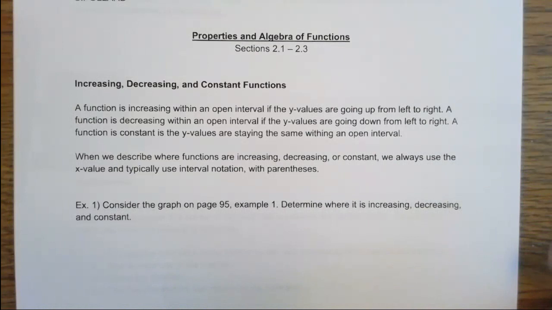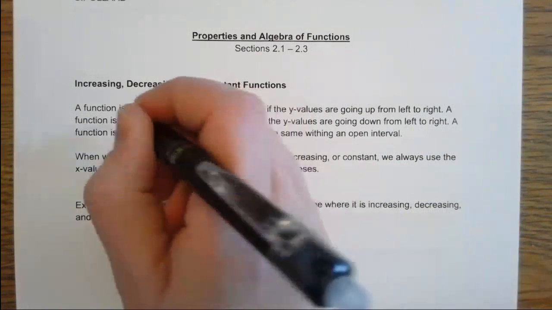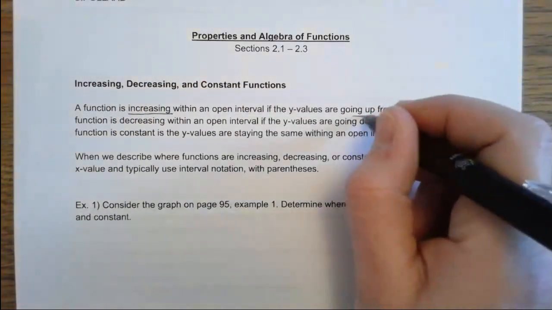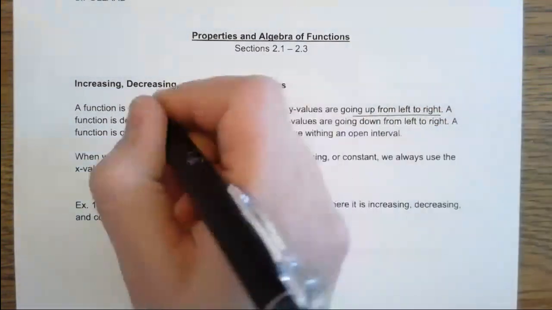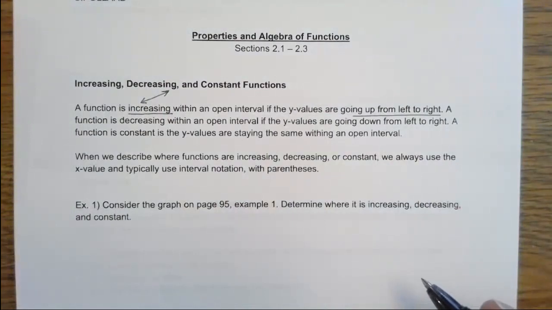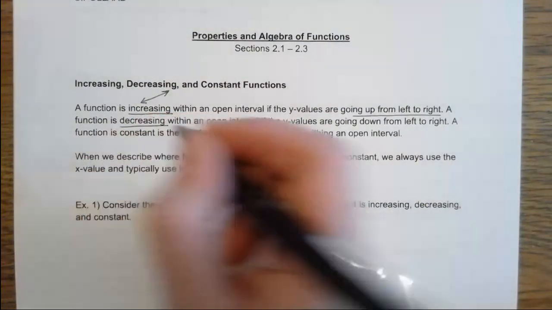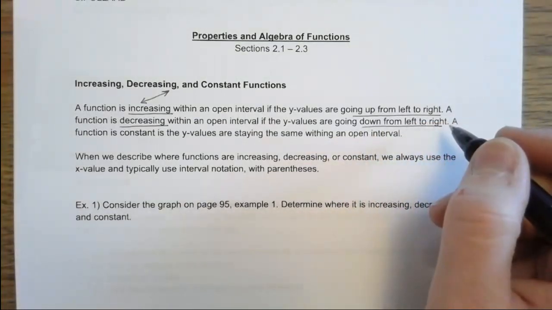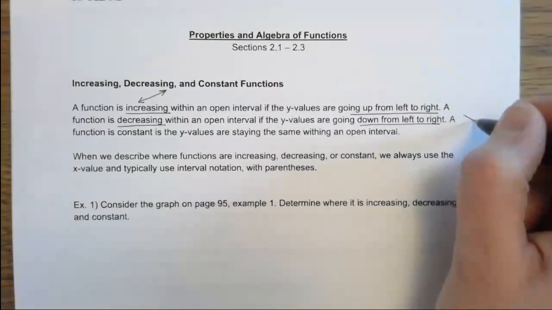So let's get started. First thing we're going to look at are increasing, decreasing, and constant behavior of a function. And this part is directly related to the discussion that you have this week. So a function is increasing within an open interval if the y values go up from left to right. So basically part of your graph is going in this direction. So you have an upward trend. A function is decreasing within an open interval if the y values are going down from left to right. So for decreasing, it's going downward.